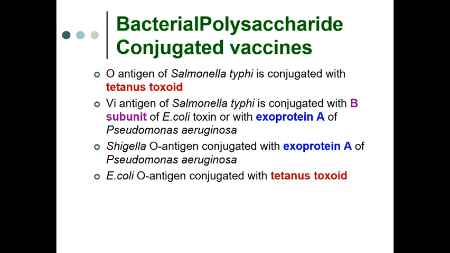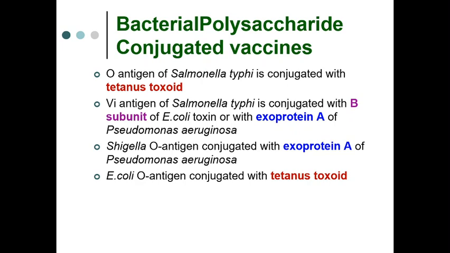Say, for example, the O antigen of Salmonella typhi is a poor antigen. It doesn't have good antigenic ability because it is a pure polysaccharide. Therefore, it is conjugated with tetanus toxoid, which is a protein and a strong antigen. When it is conjugated with tetanus toxoid and injected into an individual, the individual will produce two types of antibodies, one against tetanus toxoid, which is a strong antigen, and the other against the O antigen of Salmonella typhi, which is a dual advantage.